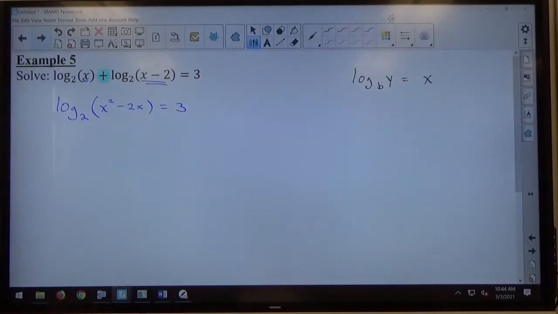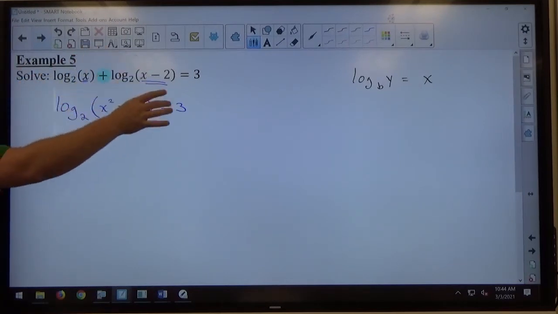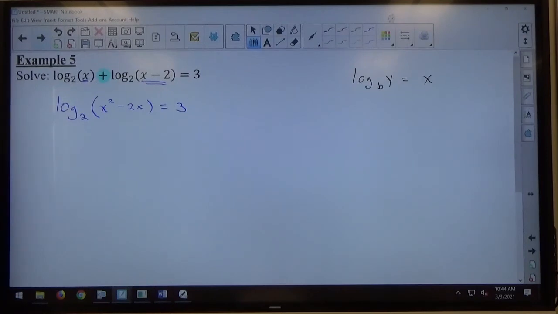Again, my whole goal here is to get a single log expression equal to a number, because I happen to have a number on the other side. If I had a logarithmic expression on the other side, my whole goal would be logarithmic expression all by itself equals logarithmic expression all by itself. Again, it really doesn't matter which one of the two I get, I can work with it, but I need single log expressions, that's the requirement.